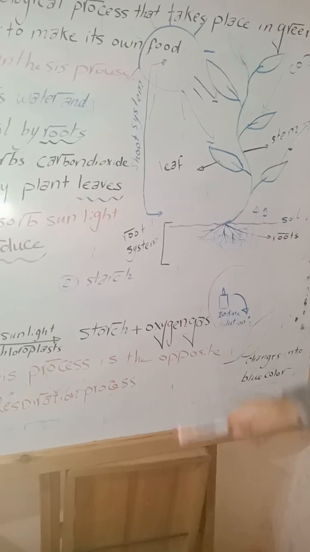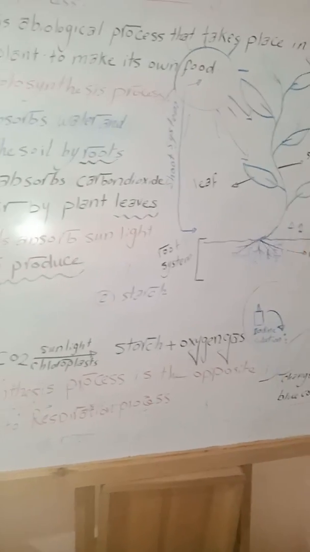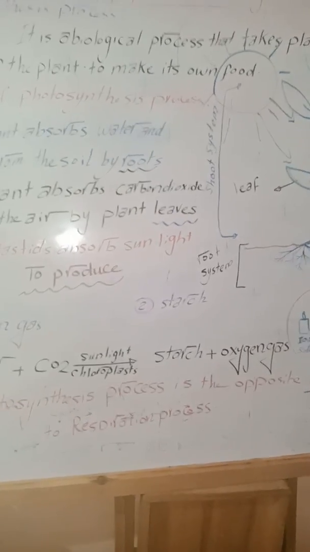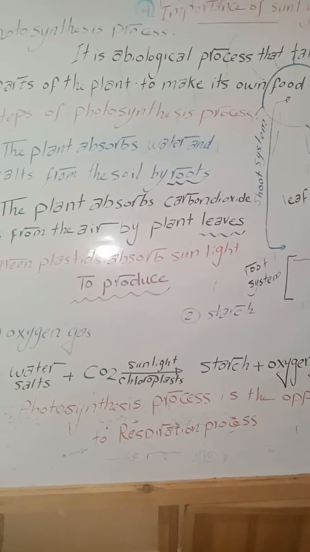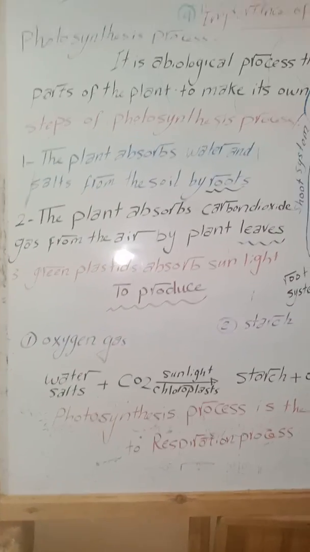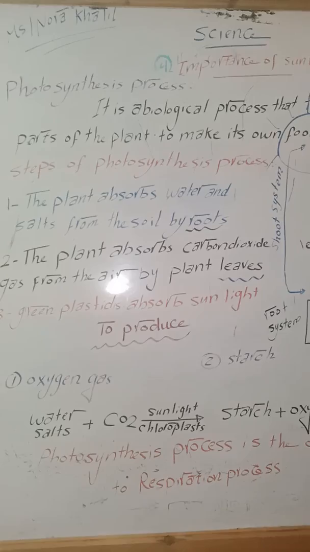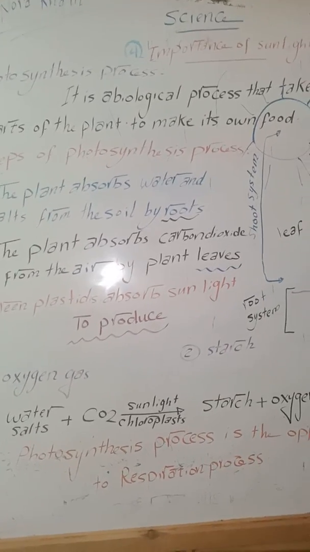This is the first part of our lesson about the importance of sunlight, and we can't all live without sunlight, whether plants, animals or humans. When there are no plants, there is no life on the earth.